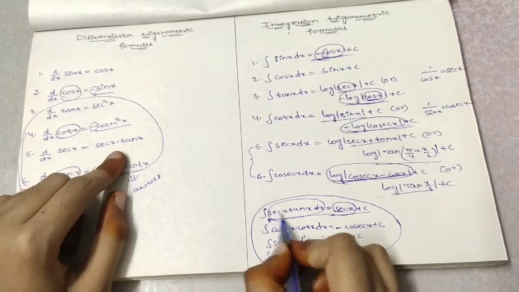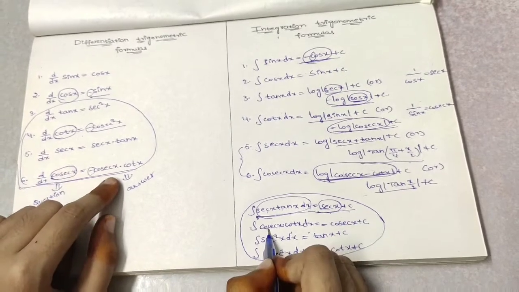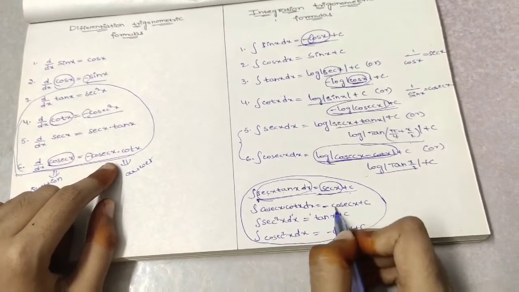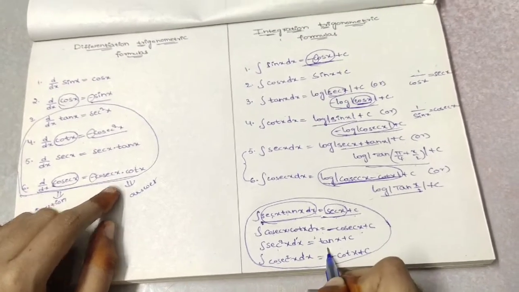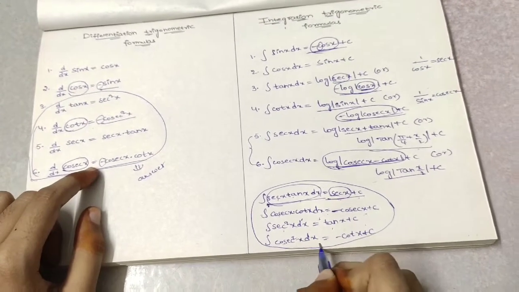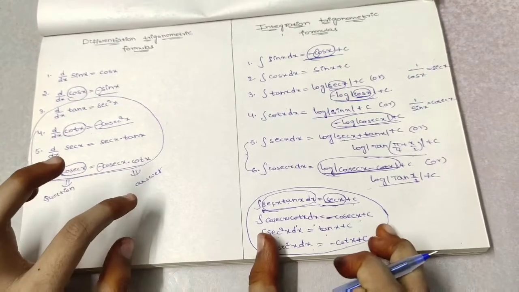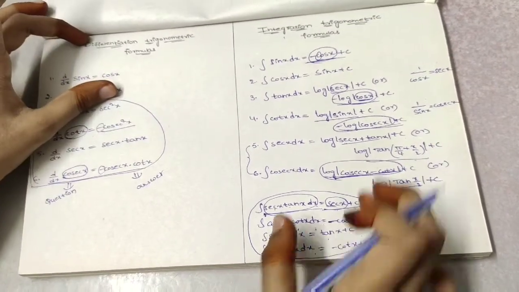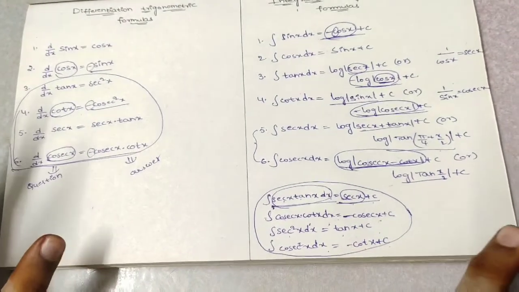So integral secant x into tan x dx is equal to secant x plus c. Integral cosecant x into cot x dx is equal to minus cosecant x plus c. Integral secant square x dx is equal to tan x plus c. Integral cosecant square x dx is equal to minus cot x plus c. So if you learn the differentiations, integrations will be very easy to learn.